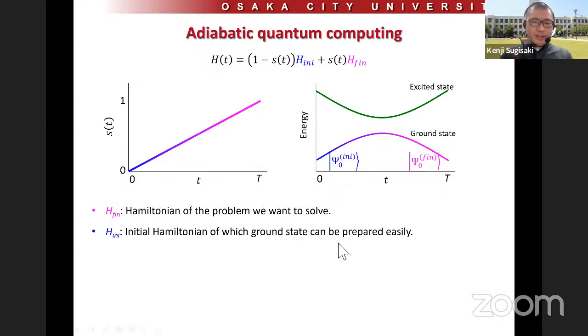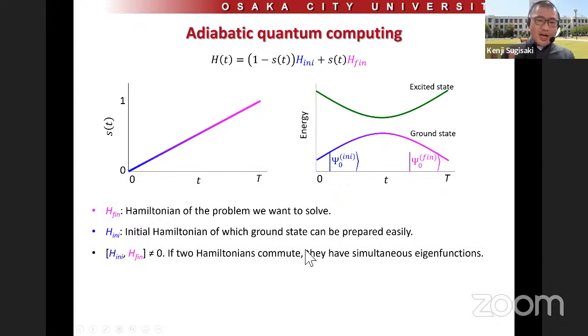An important thing is that the initial Hamiltonian and final Hamiltonian should not commute. Because if two Hamiltonians commute, they share eigenfunctions. So the ground state of H init would be an eigenstate of H fin in this case. So we have to check that H init does not commute with H fin.